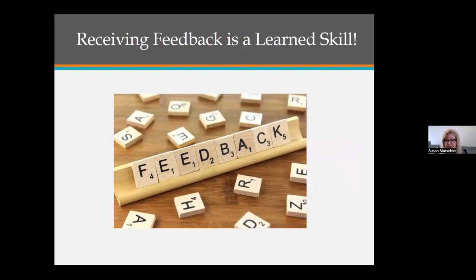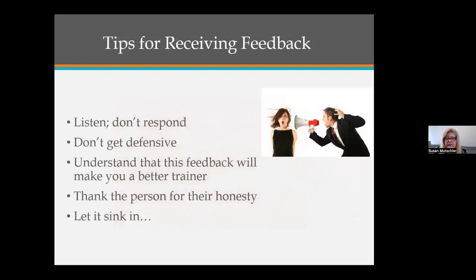Receiving feedback is definitely a learned skill. And, tips for receiving feedback. We want to listen, and we don't want to respond right away. We don't want to be reactive. We don't want to be defensive. And if we look at it from the perspective that this feedback will make you a better trainer, I think that's a good way to look at it. And we should thank the person for their honesty and let it sink in. And I love the part where, if you understand that this feedback will make you a better trainer.